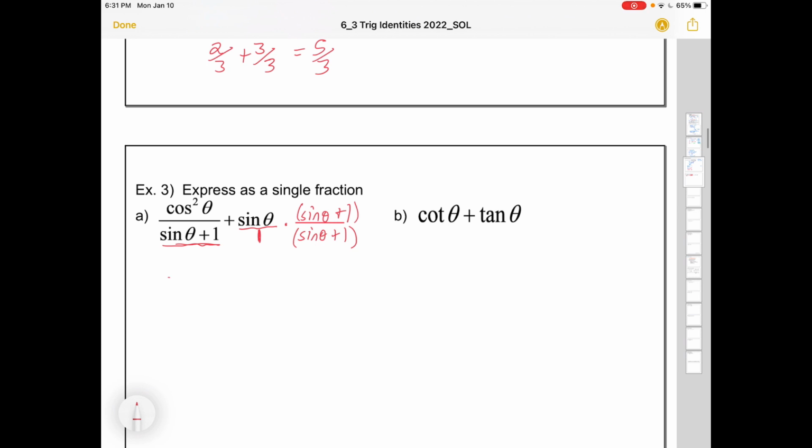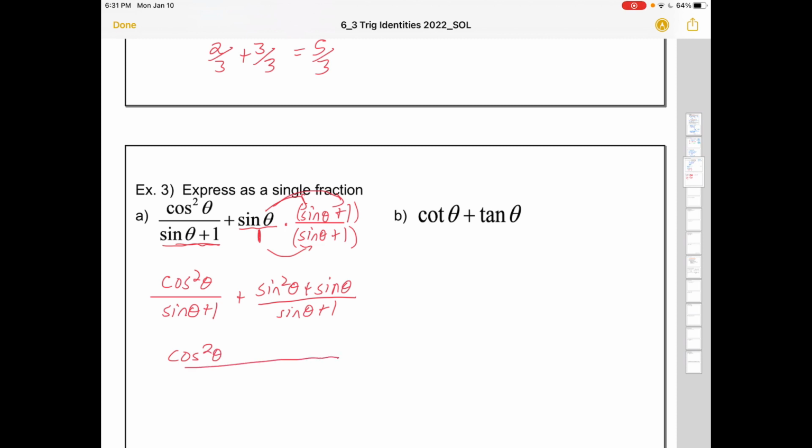Just like we did right here, times by 3/3 to get a common denominator. And if I do that, I'm hopefully going to end up with a common denominator. Sine theta plus 1 plus, this will be sine squared theta plus sine theta, all over sine theta plus 1, because I multiply this 1 by the whole thing. Oh my gosh, we've got a common denominator, so I can put them together in a single fraction. Sine theta plus 1 will be my denominator. And on top, I've got all of this.